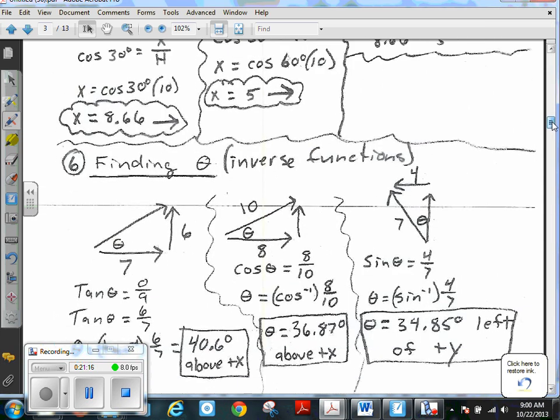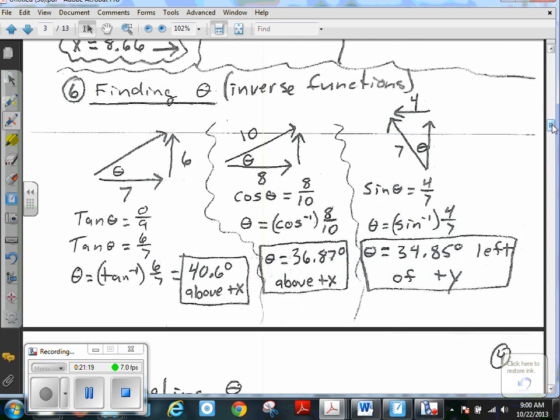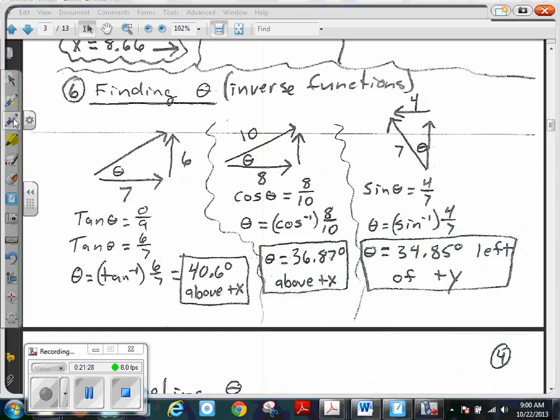So let's look at this, finding theta. Okay, so inverse functions, finding theta. So, if you look at this first example, you can see that we have leg sides of 6 and 7. Okay, so 6 here is the opposite, right? 7 is adjacent to the theta. So you just start out with TOA, because you're using opposite and adjacent. You put in your ratios, and then you're not dividing by tangent, because tangent is just a function, it's a ratio.